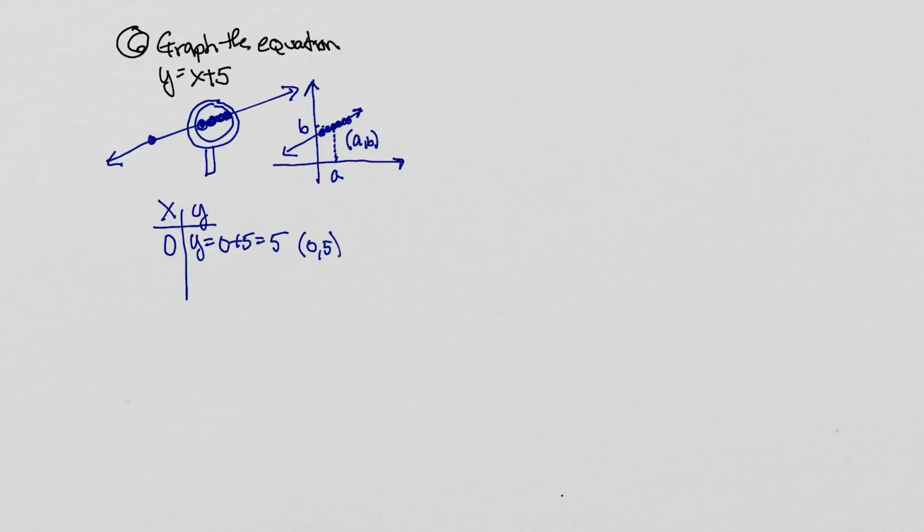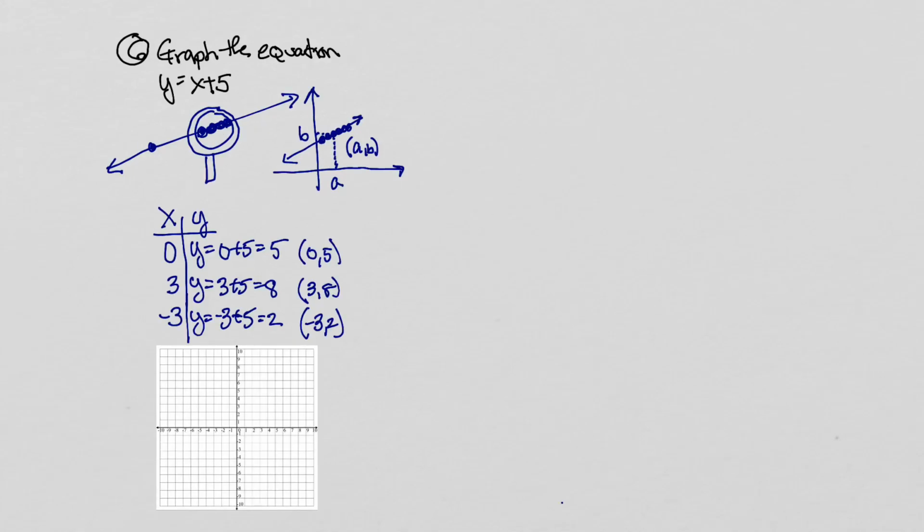Now, I don't want to get too close because it's hard if I get too close here. 1, 2, 3. Hard to draw that. So how about if we go out maybe 3? So in this case, we would get 3 plus 5, which is 8. So here's an ordered pair, (3, 8). And then what if we even went back 3? So y would be negative 3 plus 5, which would be 2. So here's another ordered pair, (-3, 2). So we've got 3 ordered pairs.